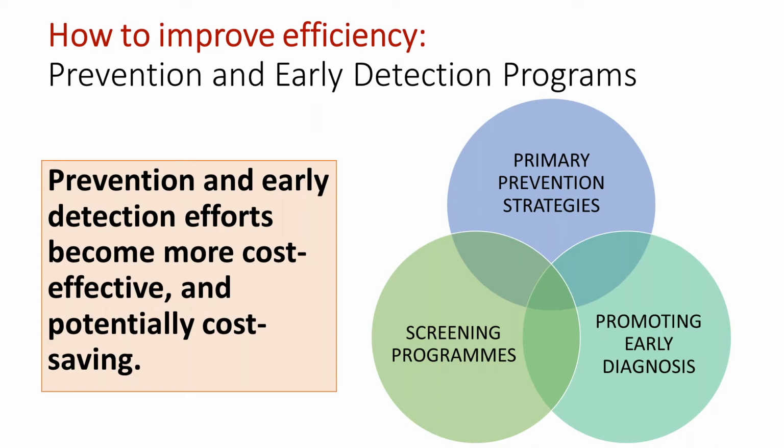Well, as cancer treatment costs increase, prevention and early detection efforts become more cost-effective and potentially cost-saving through three strategies. First, the primary prevention strategies that target lifestyle modifications such as smoking and obesity, and also the implementation of quality screening programs, particularly against highly prevalent cancers such as breast, cervical, and colorectal cancer, as the greater uptake of those programs is likely to have a positive impact on the burden of cancer.